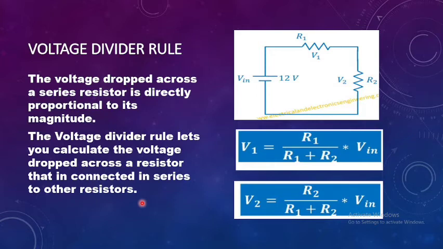So, we have the voltage divider and the current divider. So, we can have what we are looking for. So, this is for voltage divider. V1 is equal to R1 divided by R1 plus R2 times the voltage input. And then the voltage 2 is equal to R2 over R1 plus R2 times the voltage input. So, just keep on solving para ma-memorize nyo po yung formula.